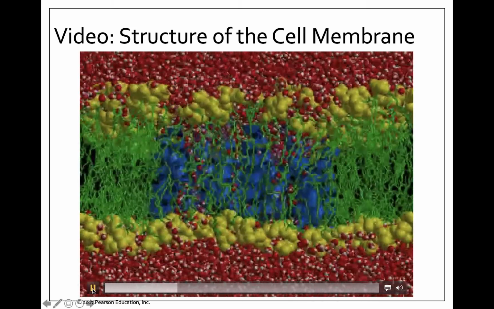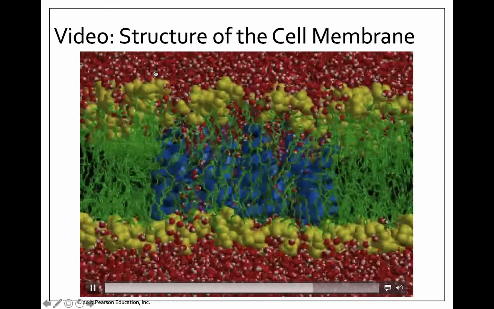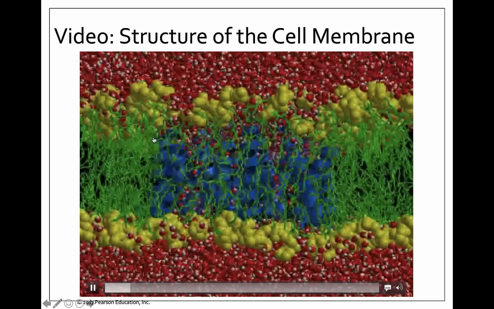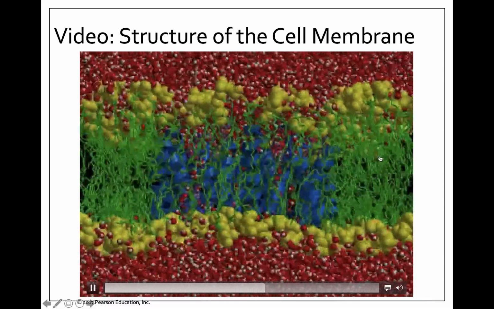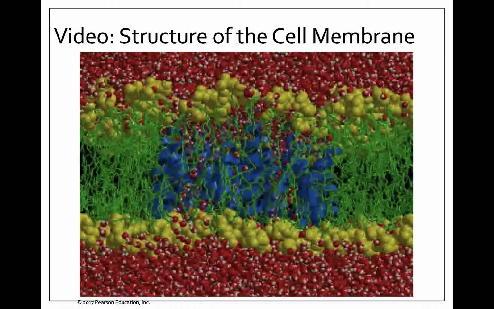Here you can see a short video of the fluidity of the membrane, and it moves just like water, and the red and white on the outside and the inside are water. The yellow is the polar heads of the phospholipids, and then the green is the non-polar region. Notice again that there is no water here in the areas that are just green, because those are hydrophobic and thus are going to repel water.